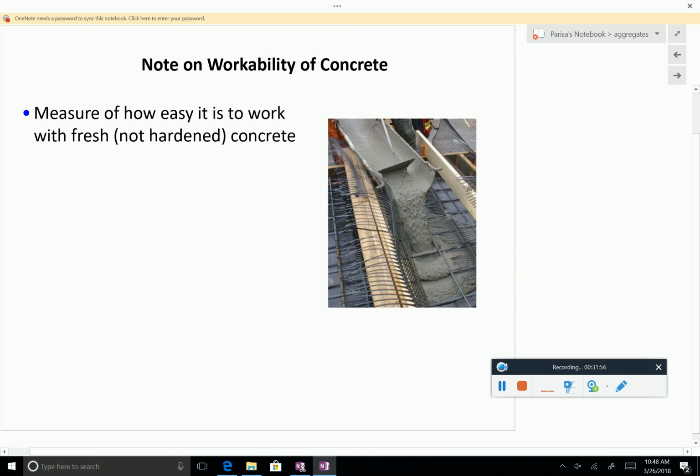I told you that for concrete, sometimes we would prefer smooth and rounded aggregates, and it's because of workability. And workability of concrete means how easy it is to work. How many of you have ever poured concrete or mixed concrete? Yeah. So you have seen that it is a little bit like cooking. You need to have certain workability for it to easily vibrate and mix.